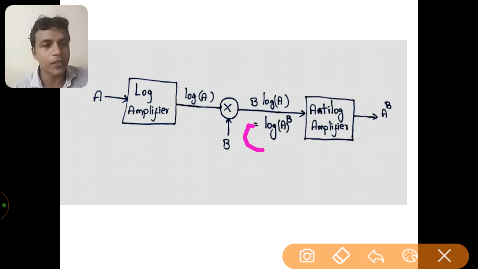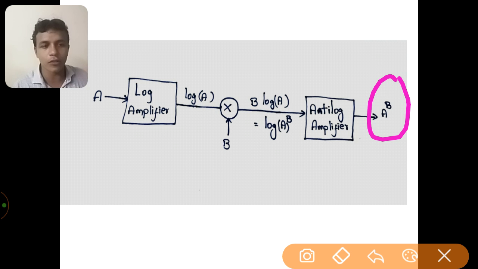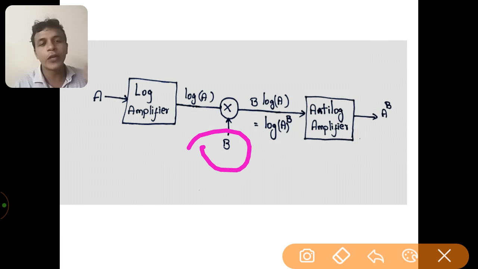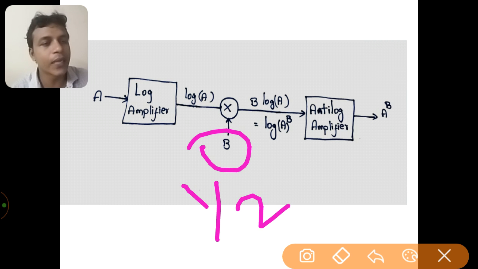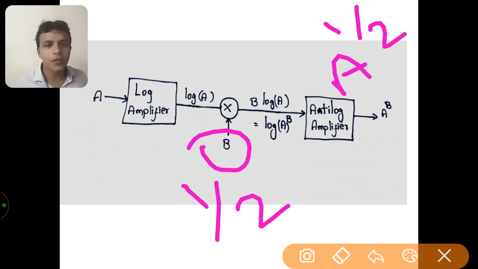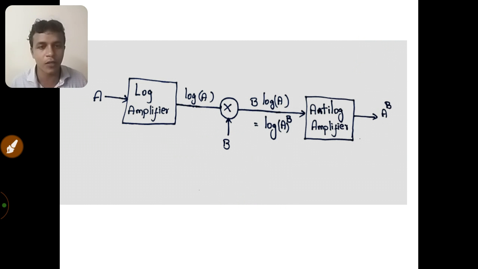B times log A can be written as log of A power B, and when this is sent to an anti-log amplifier, as the output we get A power B. Log and anti-log cancel out, so the anti-log cancels the operation performed by the logarithmic amplifier, and finally we get only A power B. If the value by which we weight log A is 1 by 2, then the output will be A power 1 by 2, which is the square root of signal A. This is highly useful to find the RMS value, root mean square value, of signal A. In this manner, the combination of logarithmic and anti-logarithmic amplifiers is used to perform a lot of mathematical and logical operations.